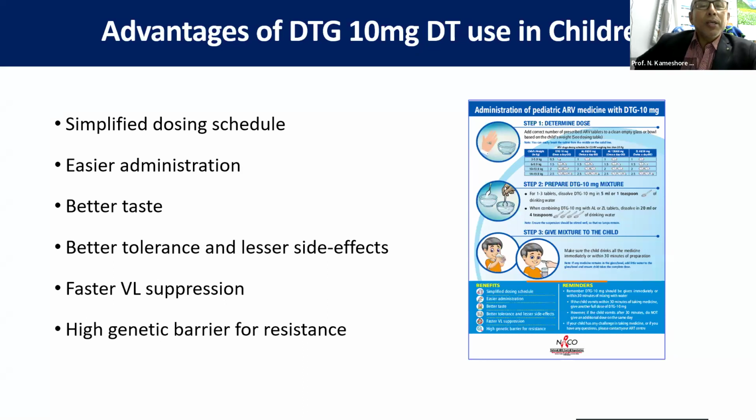So let us see the advantages of DTG 10 milligram dispersible tablets, which are used in children. So simplified dosing schedule, then easier administration, better taste, better tolerance, and less side effects. It gives faster viral load suppression and also high genetic barrier for resistance. These are the advantages, important advantages. Next.